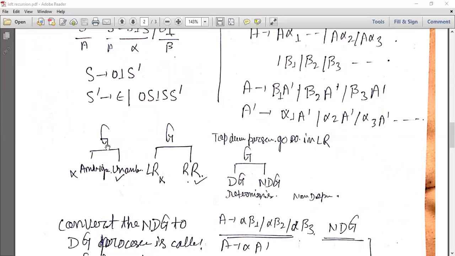So the first type of grammar is ambiguous or unambiguous, right? So the compiler deals with the unambiguous grammar. So how to convert ambiguous grammar to unambiguous grammar with the help of two things? First is associativity and second is precedence.